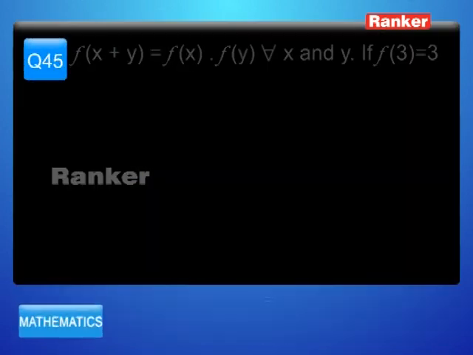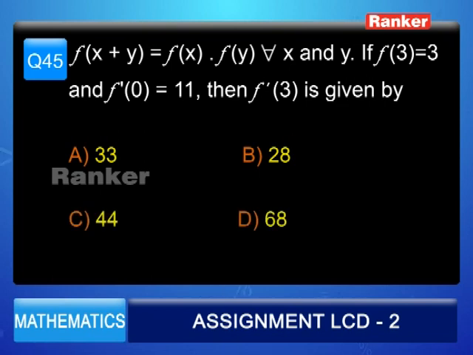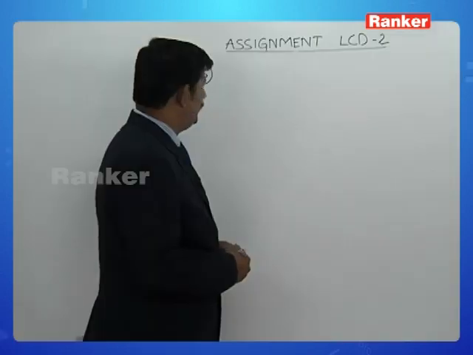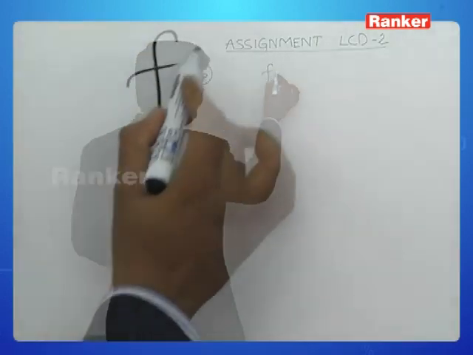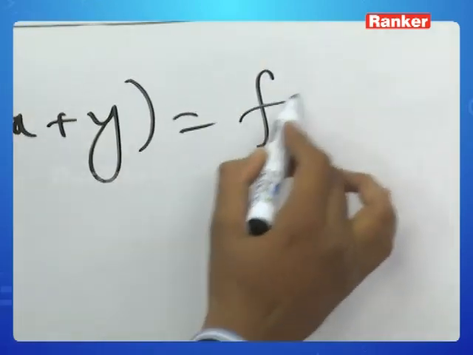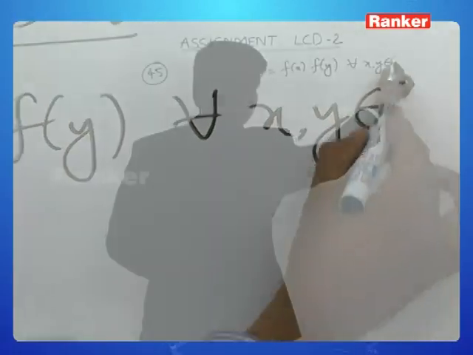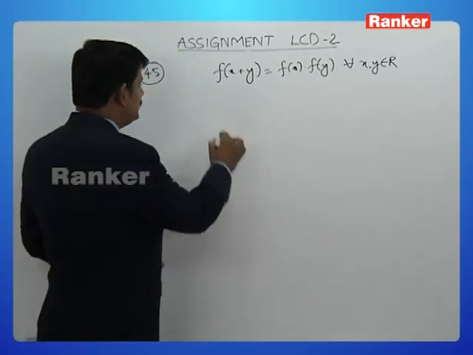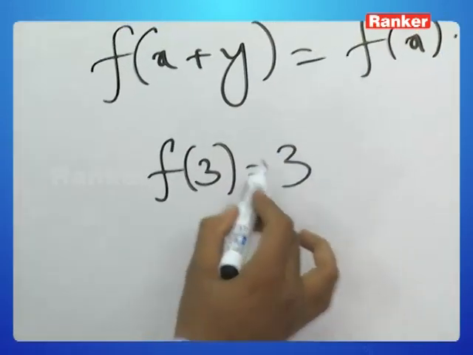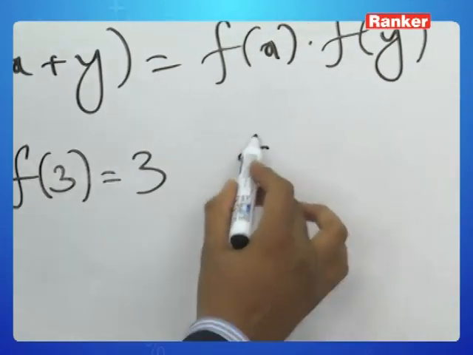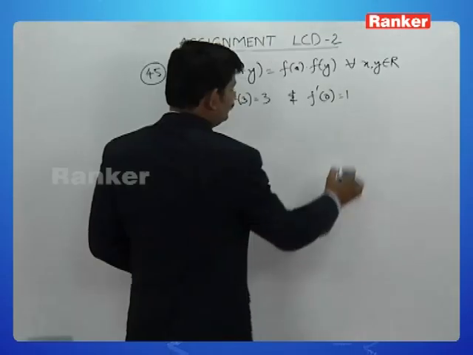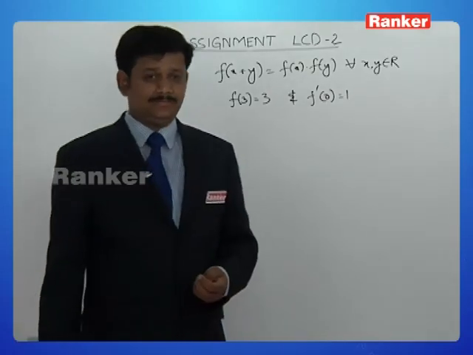Next question, f of x plus y is equal to f of x into f of y for all x, y belonging to R. If f of 3 is 3 and f dash 0 is 11, then find the value of f dash of 3. In this question, we are given a functional relation f of x plus y is equal to f of x into f of y for all x, y belonging to R. And it is also given that f of 3 is 3 and f dash 0 is 11. And we are asked the value of f dash of 3.